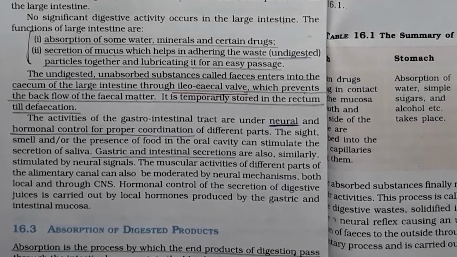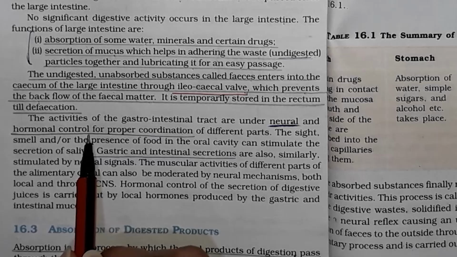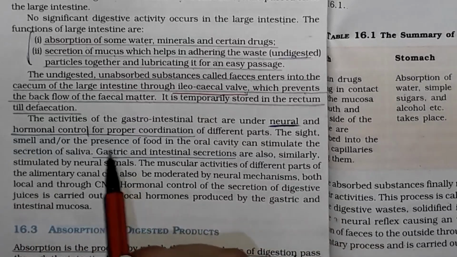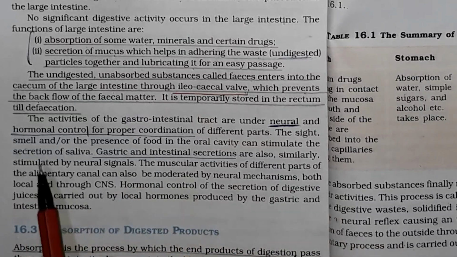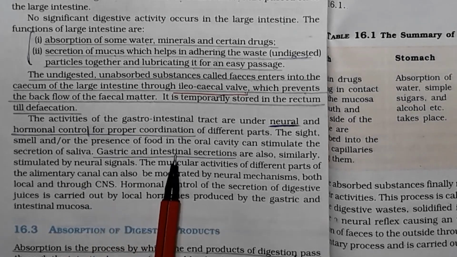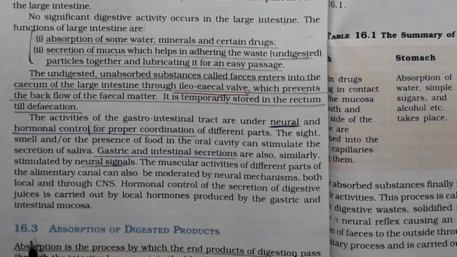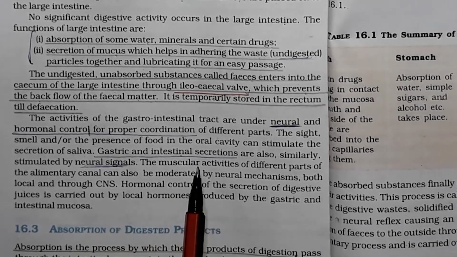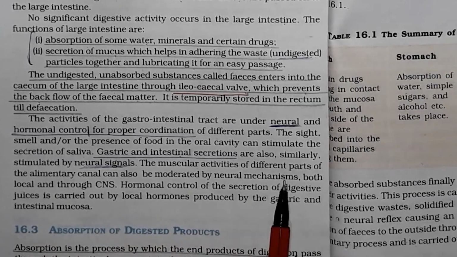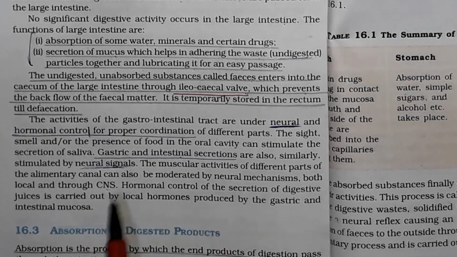So the activities of the gastrointestinal tract are under neural and hormonal control for proper coordination of different parts. The sight, smell, or presence of food in the oral cavity can stimulate the secretion of saliva, that we all have experienced. So the gastric and the intestinal secretions are also similarly stimulated by the neural signals. It's very important. The muscular activities of different parts of the alimentary canal can also be moderated by the neural mechanism, both local and through the CNS. This is very important, how it is all moderated.